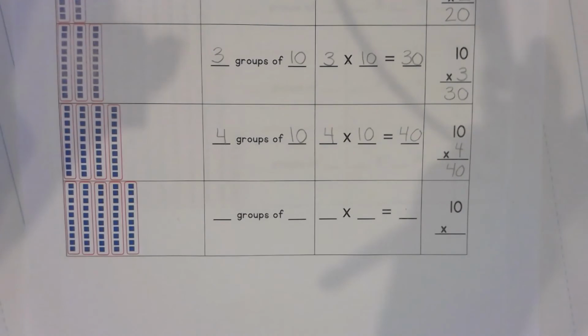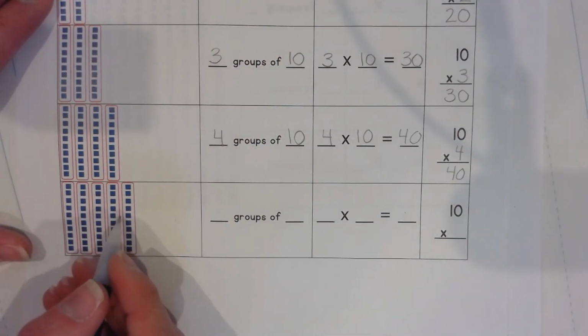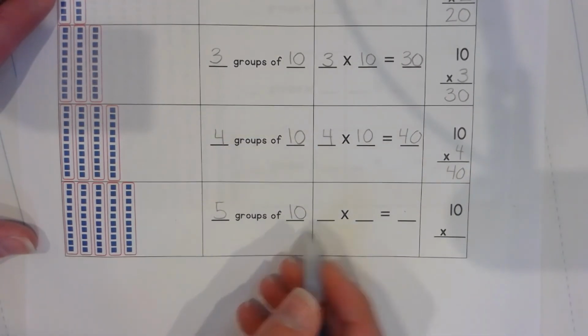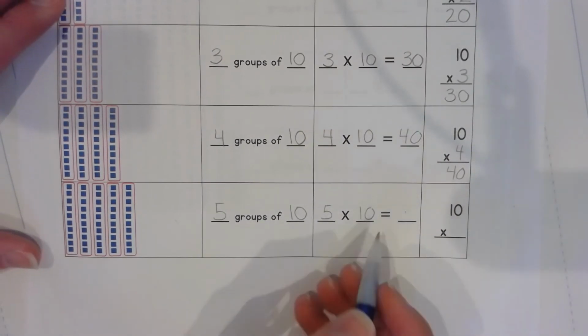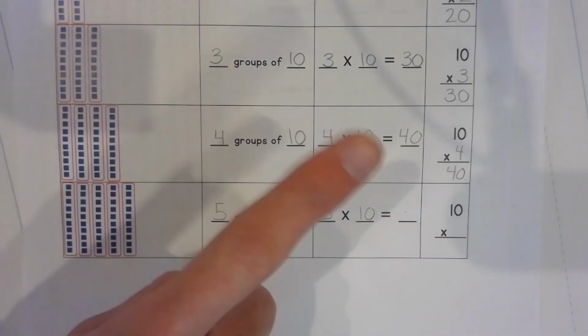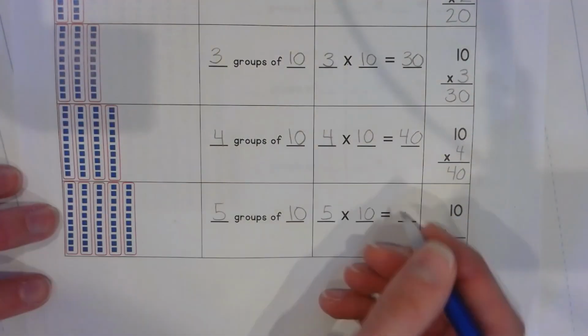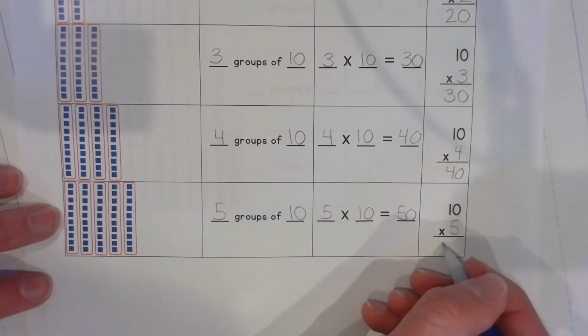Now this last one on the front page, I want you to try on your own before I give you the answer. I know a lot of you have already started this and probably already finished and raced ahead of me. So smart. Okay, so here, 1, 2, 3, 4, 5 groups of 10, which is the same thing as 5 times 10, or 5 groups of 10. So we have to count by 10 5 times: 10, 20, 30, 40, 50. Or 10 5 times equals 50.